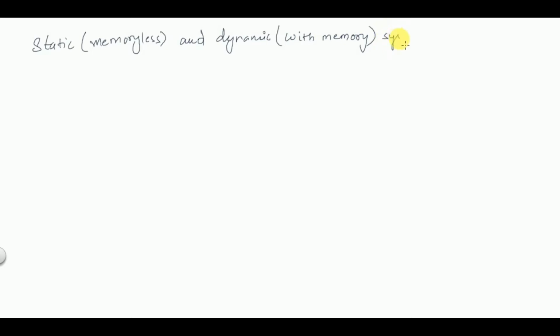So in this video we are going to learn about static, which is also called memoryless, and dynamic, which is also called with memory. Static and dynamic systems. Okay, so in this video we are going to learn about the classification of the system, one of the classifications of the system.